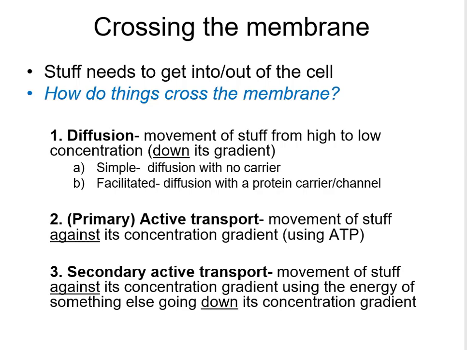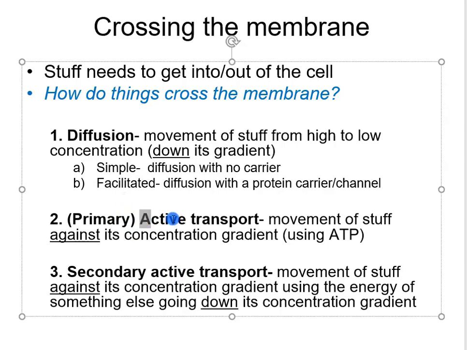For our purposes in the course, we really should get in the habit of being very clear and saying primary active transport or secondary active transport. Now, in both cases, you see it's active. What do we mean by active? It means that you've got to apply energy into the system because you're moving things against their gradient.